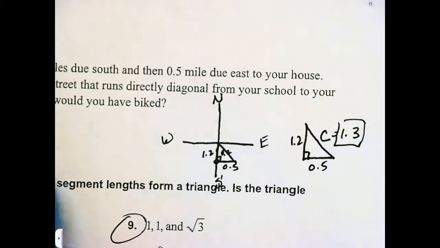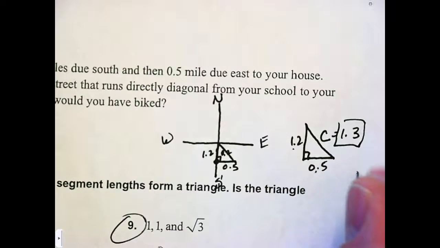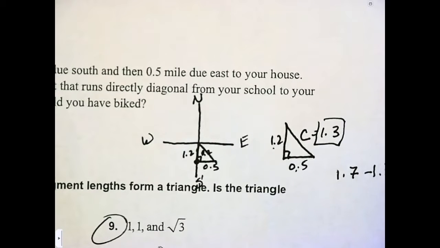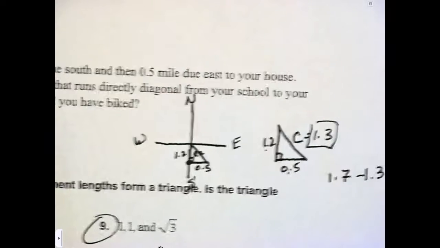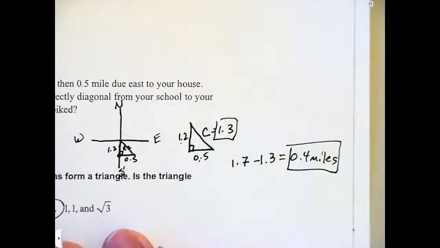And they're asking how many fewer miles. Well, 1.2 and 0.5 is 1.7. So it'd actually be 0.4 miles, or 4/10 of a mile less.